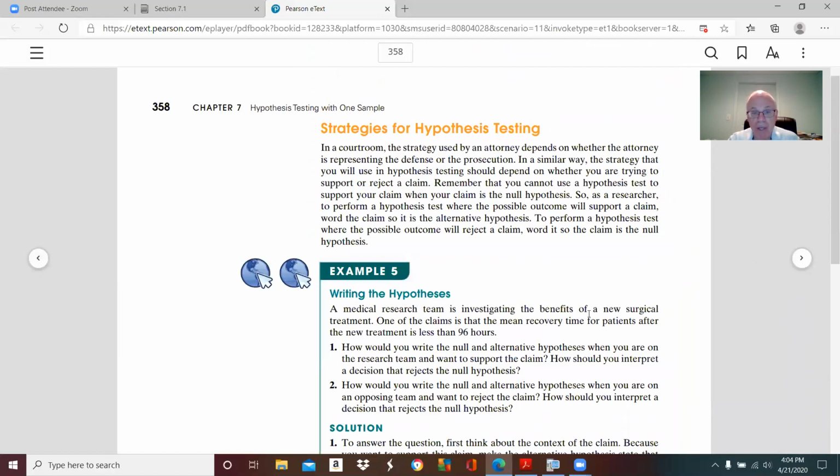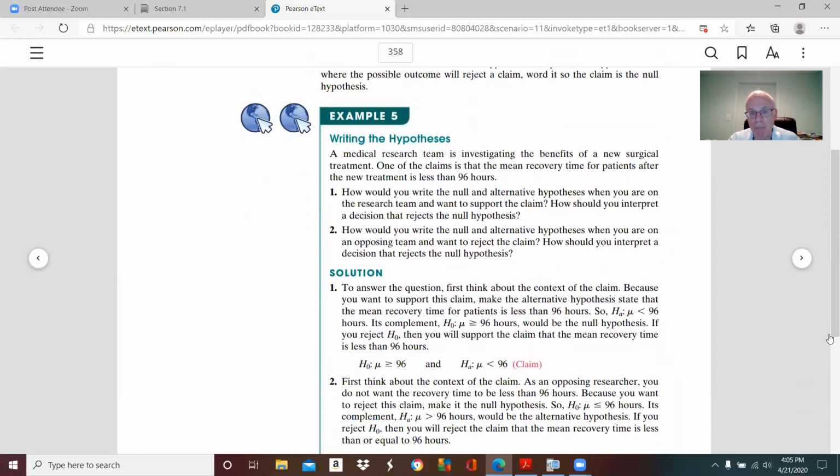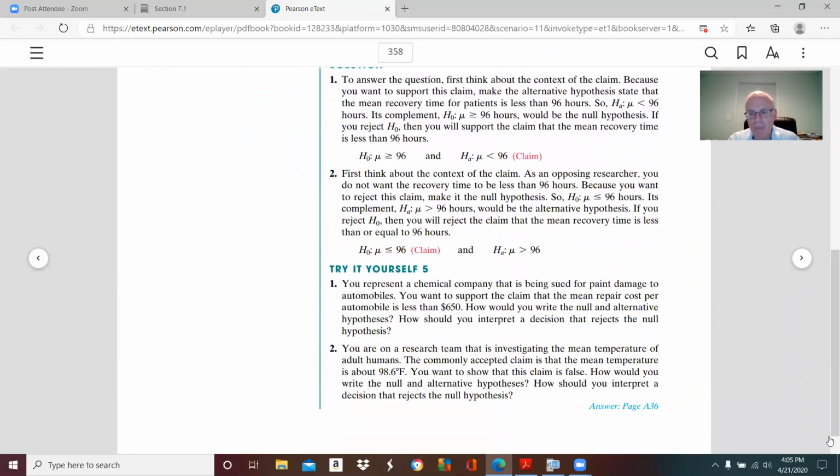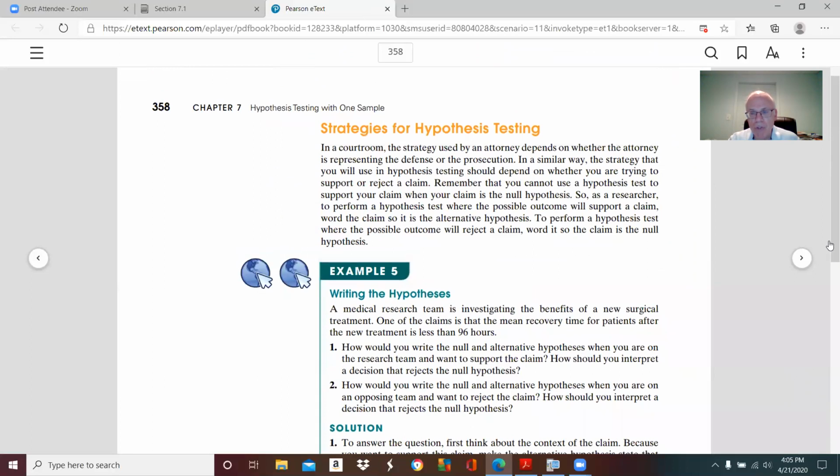Strategies for hypothesis testing, you can read through this. It gives you some pointers about how to read a word problem and pick out what you need. When we actually do this in the next 3 sessions, next time I'll be covering 7.2 on next Tuesday, 7.3, and a week from Thursday, 7.4. We'll be picking apart word problems, and I'll be showing you how to do all this. So it's here in section 7.1 if you want to review it now. I don't know if it will mean anything to you right now, but you may want to go back and reference it when you actually do 7.2, 7.3, and 7.4.